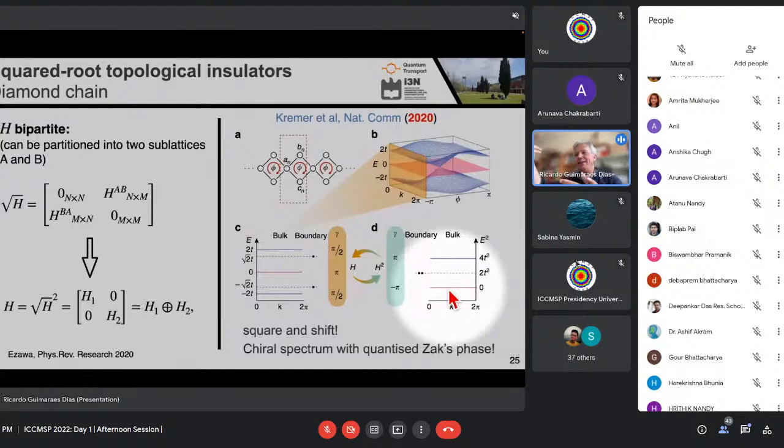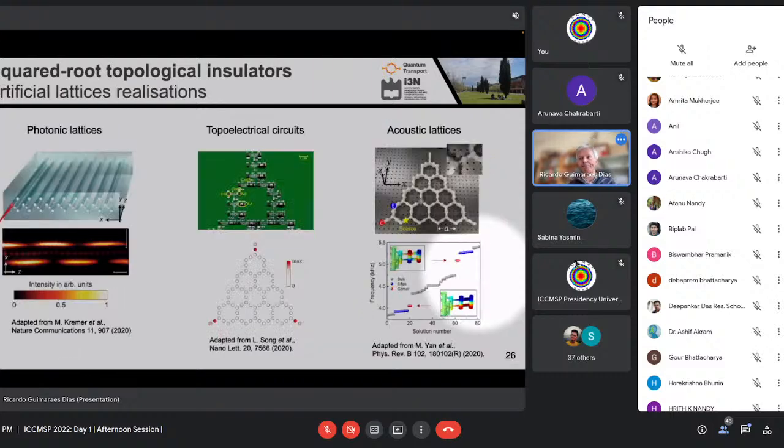In fact, we can remove again this 2t squared energy, and we can say there is a chiral symmetry for this pair of bands. And these edge states, in fact, are protected by this chiral symmetry. But okay, in the paper you can look at some of these details.